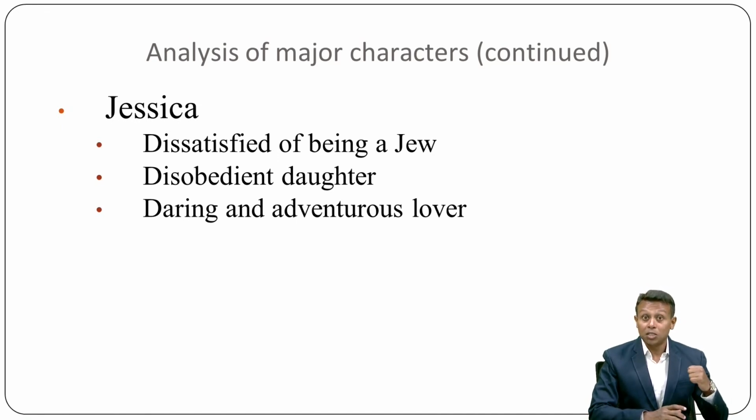She dares to elope. We all know it was a patriarchal society. So she breaks off the rules and regulations, and she's a proactive character, and she's daring enough to elope, to leave the house of Shylock and elope with her lover Lorenzo. So she is adventurous in nature also.